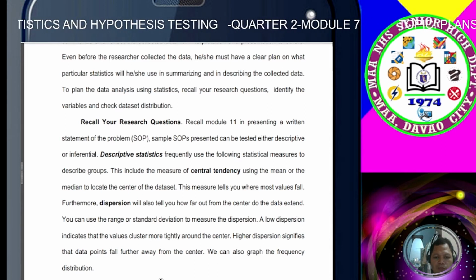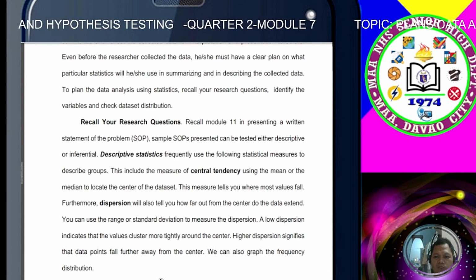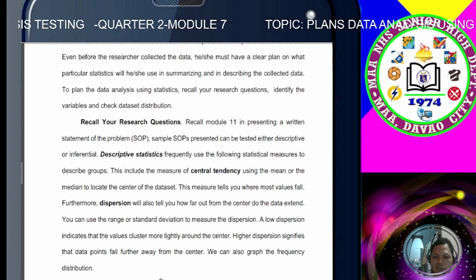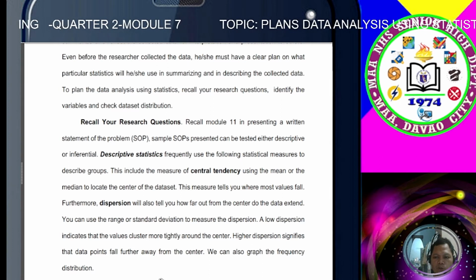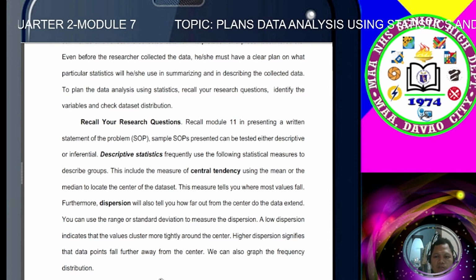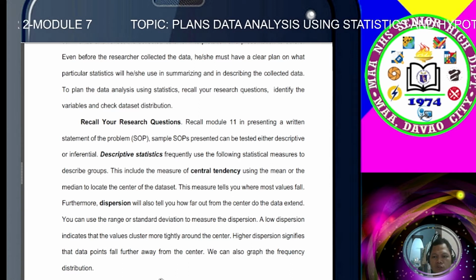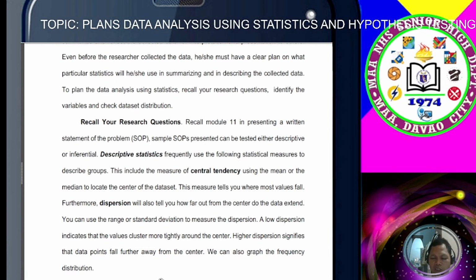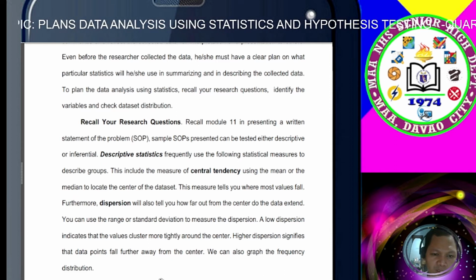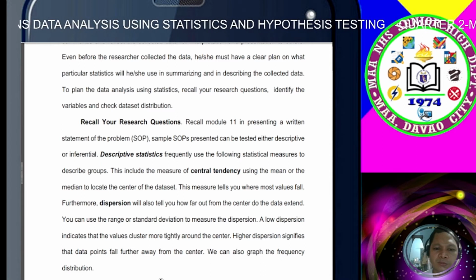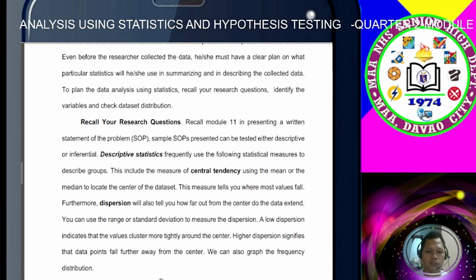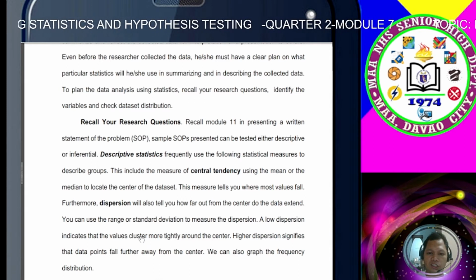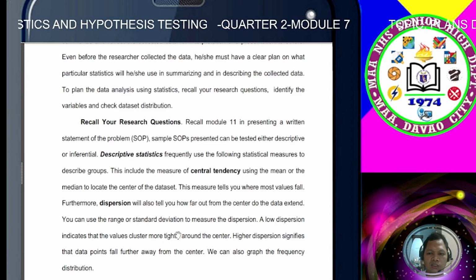We can also graph the frequency distribution. I think you recall this also in your Grade 11 statistics and probability, and how to compute the standard deviation. Or you can also use software, which can aid you in computation. Or you can use Excel to speed up your computation. In our succeeding discussion, I will discuss how to solve it.